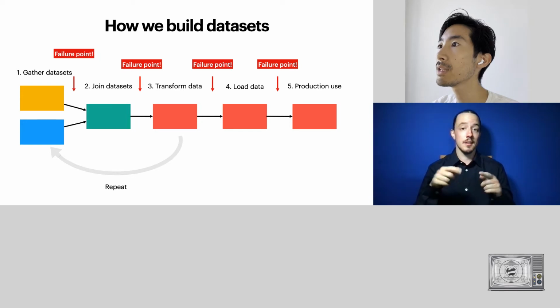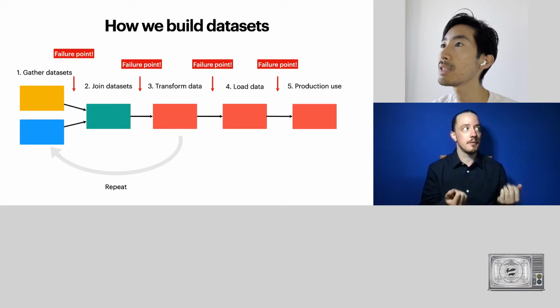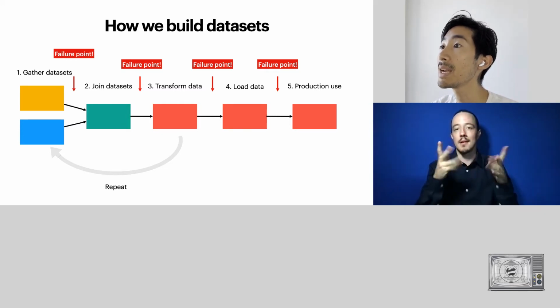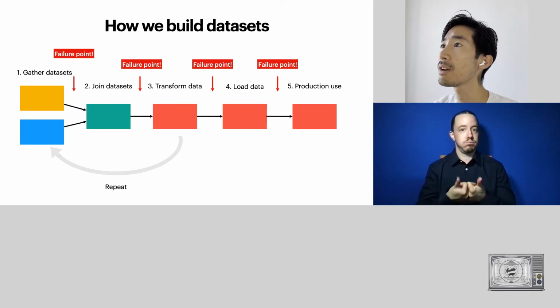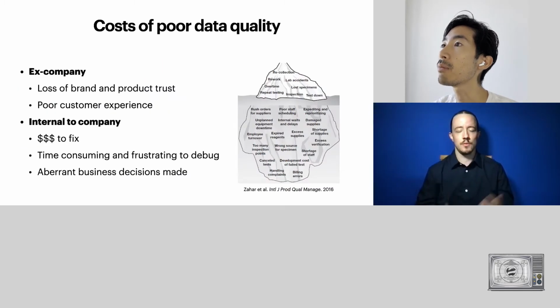So this is a simplified scenario. At each of these steps, there could be a failure point. But as you might know, ETL pipelines can get really complex. You could have dozens, if not hundreds, of different data sources. There can be many different transformations that occur. And so it can be rather difficult to debug, especially if it's something that we're not necessarily familiar with.